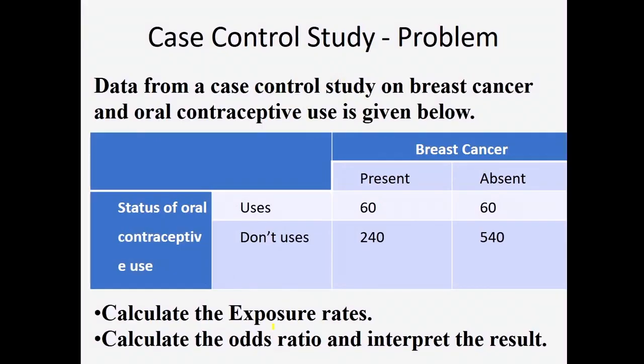We are going to see one problem here. In the same way, we have given breast cancer present and absent, status of oral contraceptives present and absent. The question given is to calculate exposure rates, odds ratio and interpret the results.